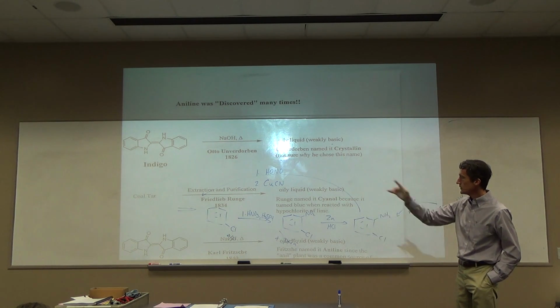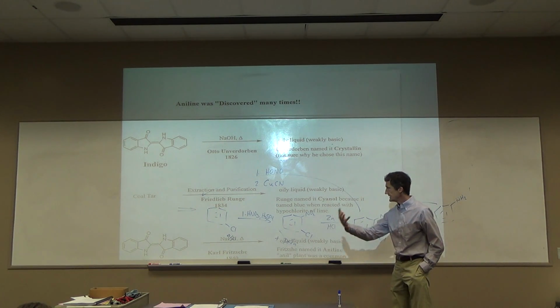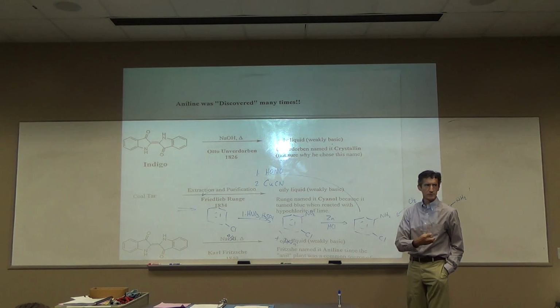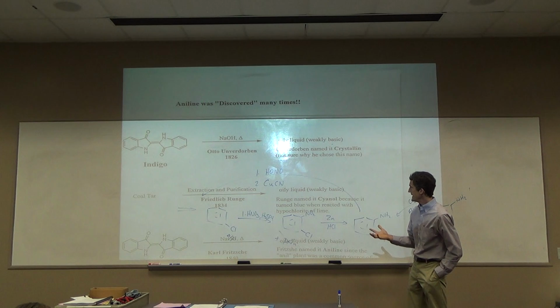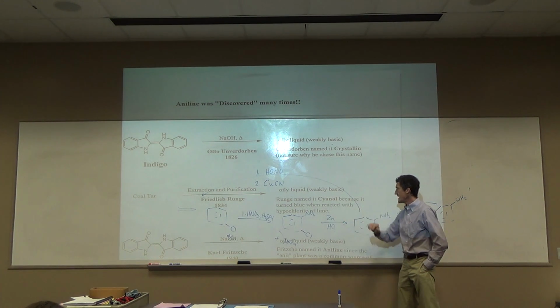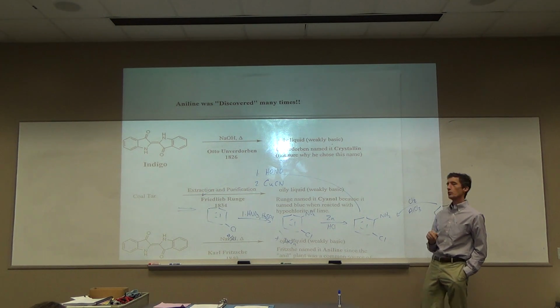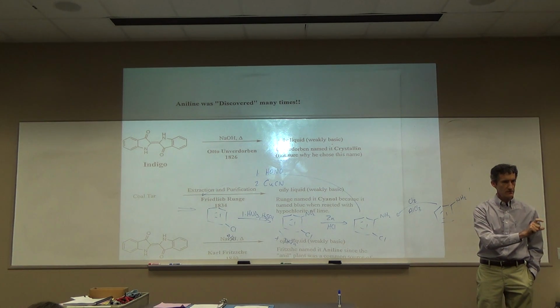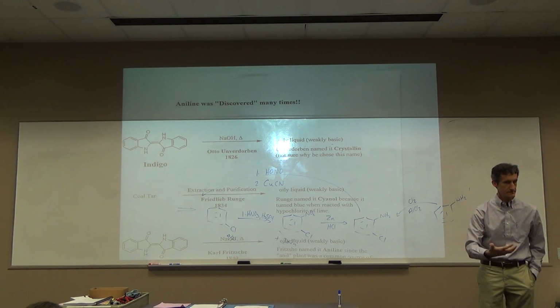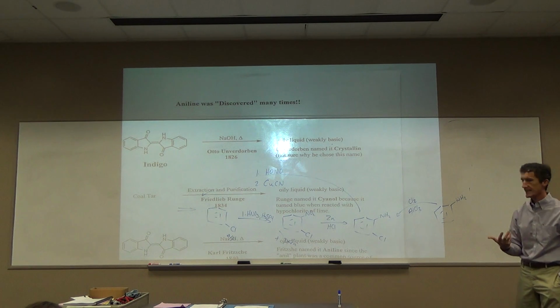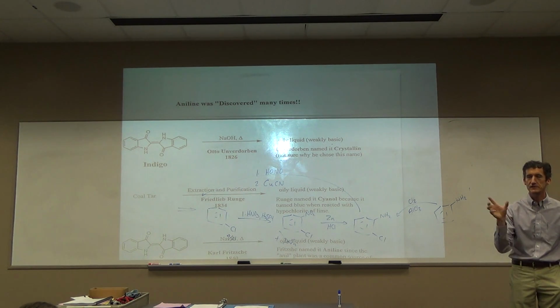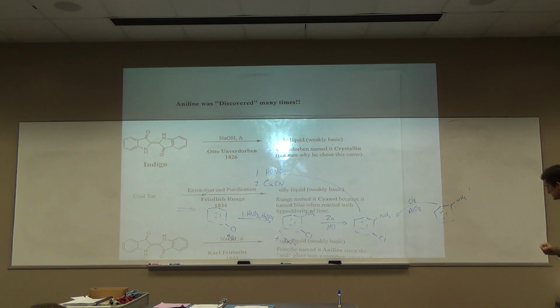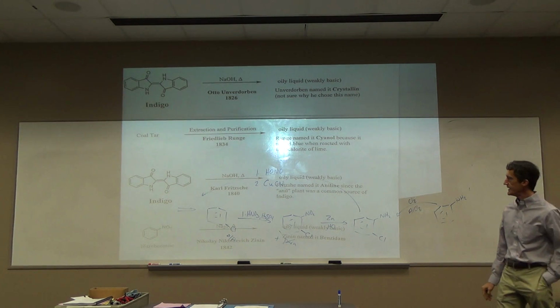In 1834, Runge took coal tar, another natural product, and extracted and purified it to try to get a pure product out of it. Coal tar is a mixture of lots of hydrocarbons. He got an oily liquid that was weakly basic. He named it cyanol because it turned blue when reacted with hypochlorite of lime. You ever used hypochlorite of lime? That's what you use to oxidize the diol. Lime typically means calcium, calcium hypochlorite. If you react aniline with calcium hypochlorite, it will turn blue because it's being oxidized and forms a quinone type structure probably. Then, in 1840, 6 years later.